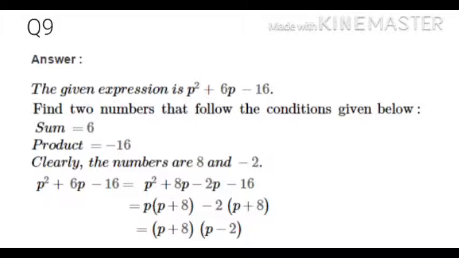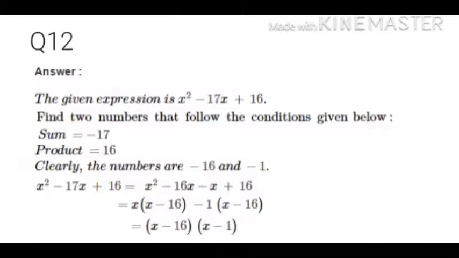Now by the grouping method we make a group of the first two and the last two, and in the first two, p is common, so it is written like this, p bracket p plus 8, and in the last two terms, 2 is common, so it is written like this, minus 2 bracket p plus 8. So the factors are p plus 8 and p minus 2.